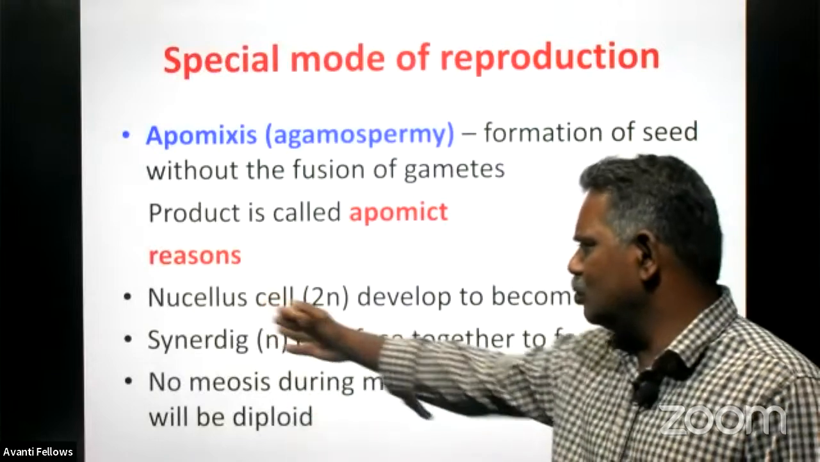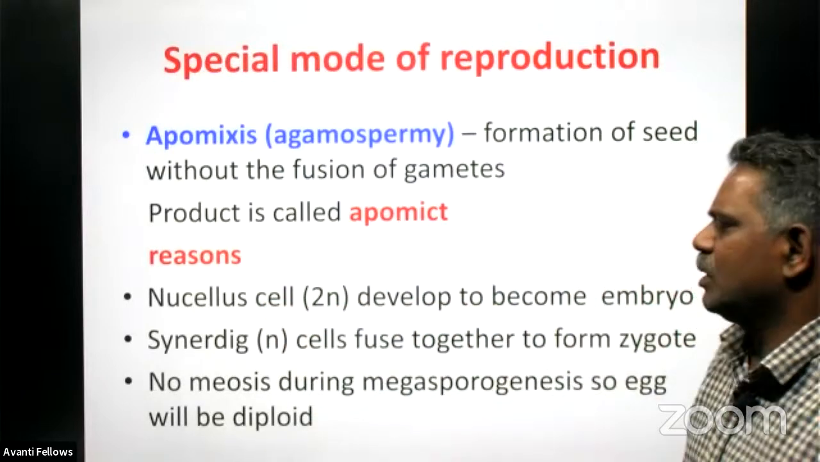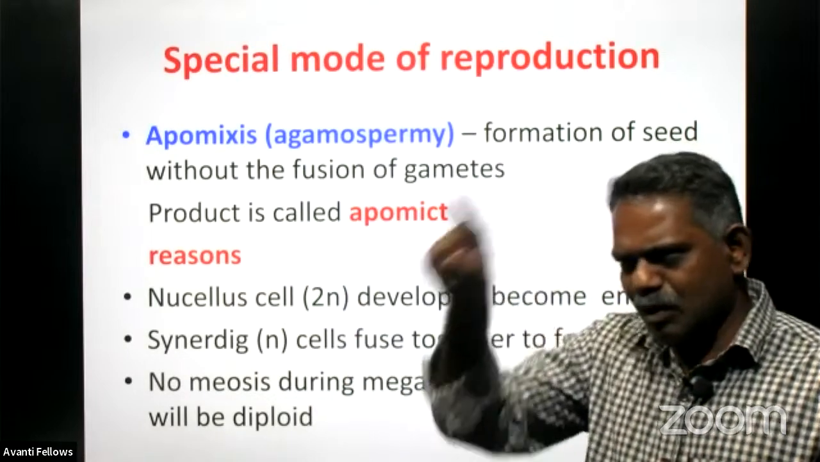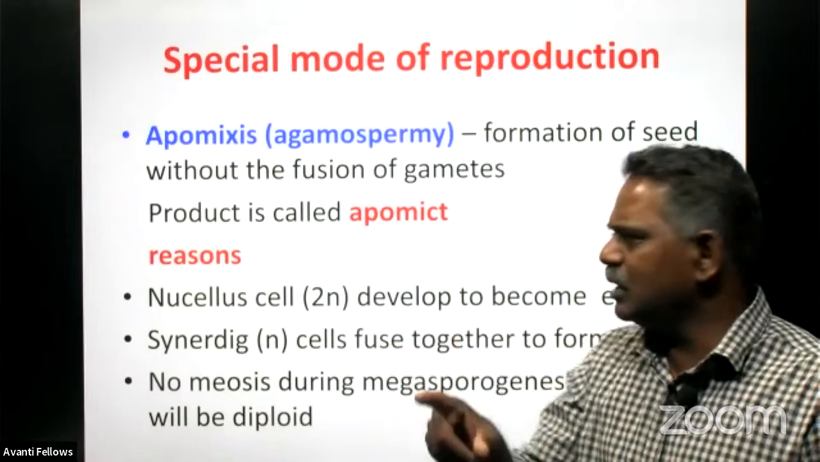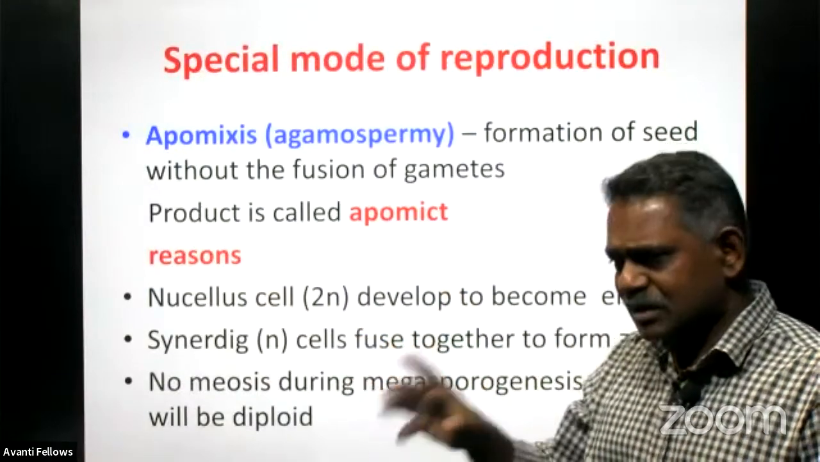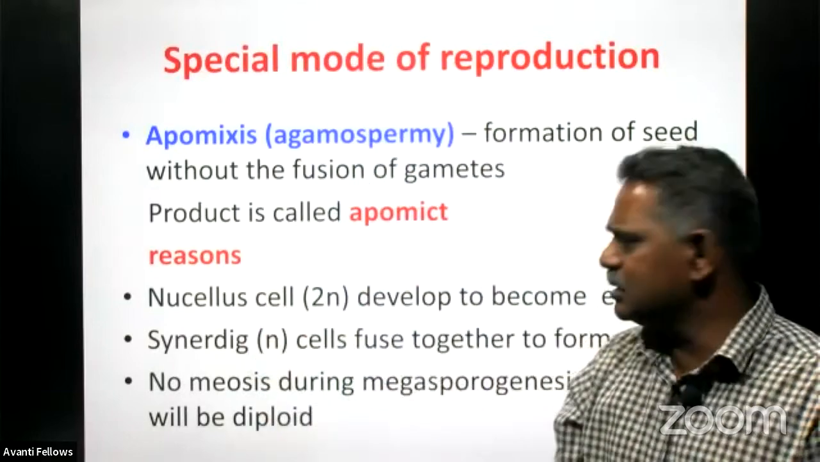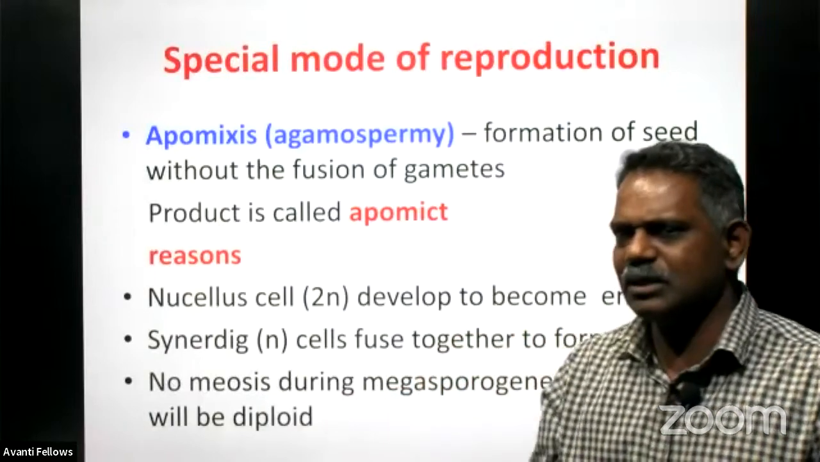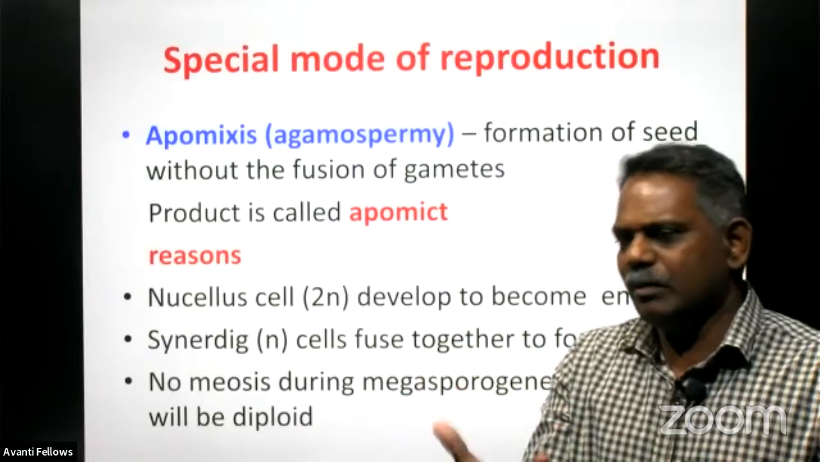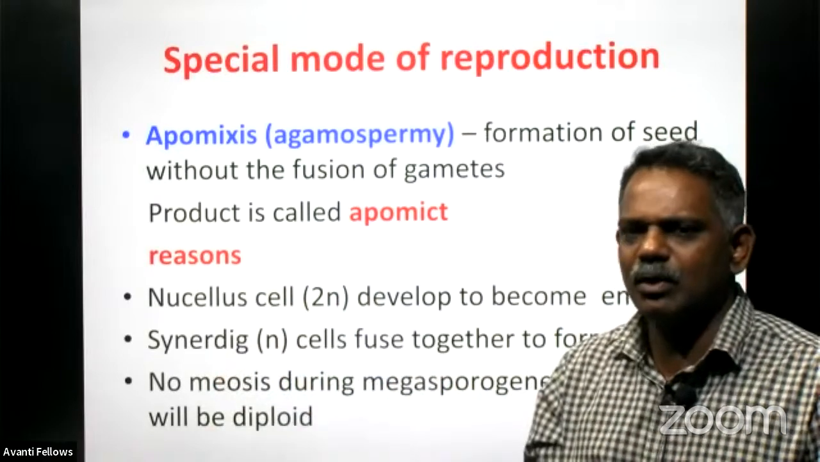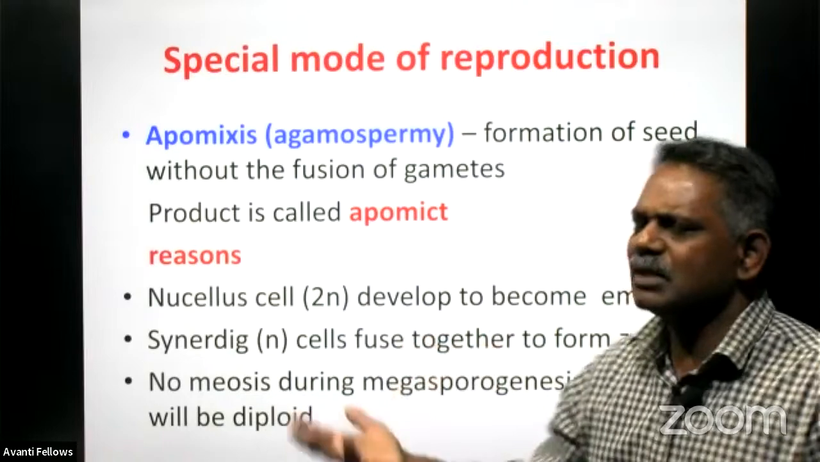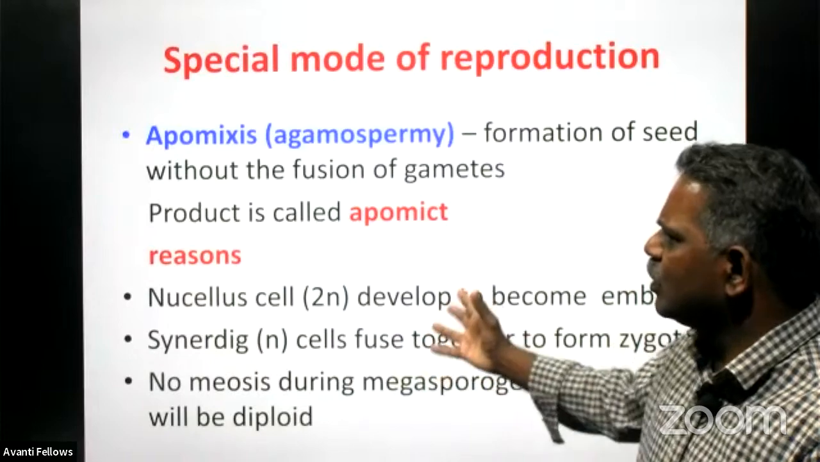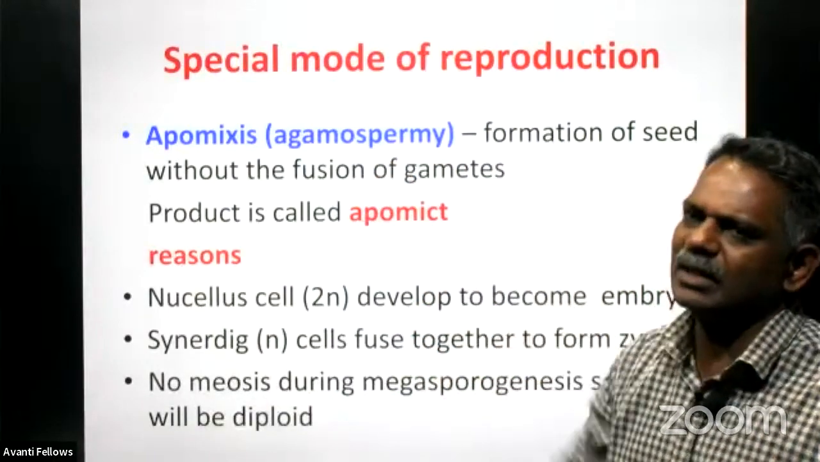The first one: nucellus becomes an embryo. You may remember the structure of the ovule. In that ovule, the embryo sac is there, and this embryo sac actually develops from the nucellus cells only. But many nucellus cells are there outside this embryo sac. Sometimes these nucellus cells can develop to become an embryo because they are already diploid. You know that a diploid zygote normally develops to become an embryo, but for some reason a nucellus cell can also develop to become an embryo because that is also a diploid cell. So embryo formation will be there without fertilization.